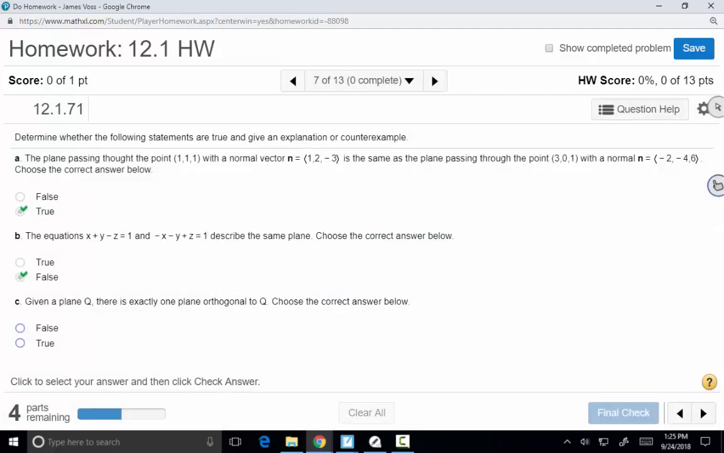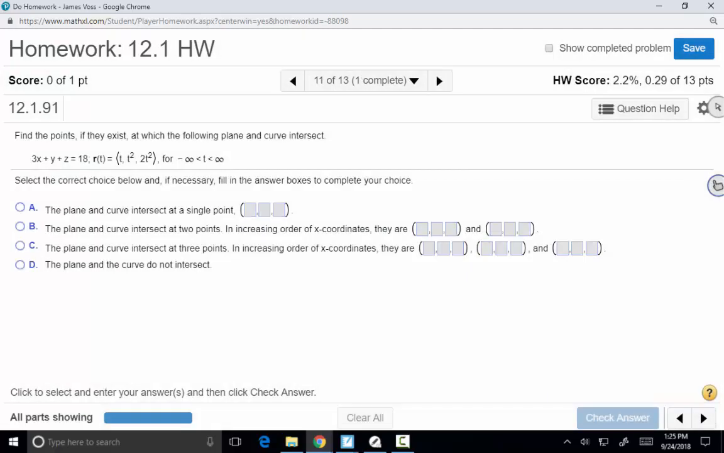11. So this one says, find the points, if they exist, at which the plane and the curve intersect. So we've got a plane in 3-dimensional space, we've got a curve in 3-dimensional space, and if the plane and the curve intersect, they have to intersect at a t value, one or more t values.